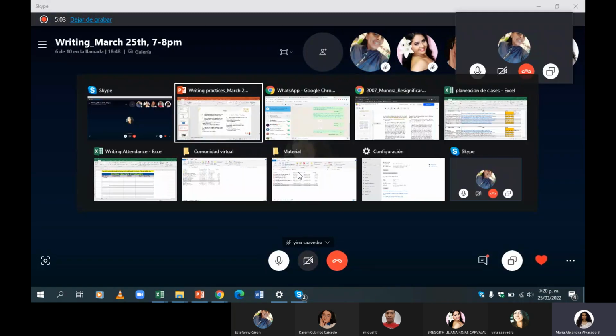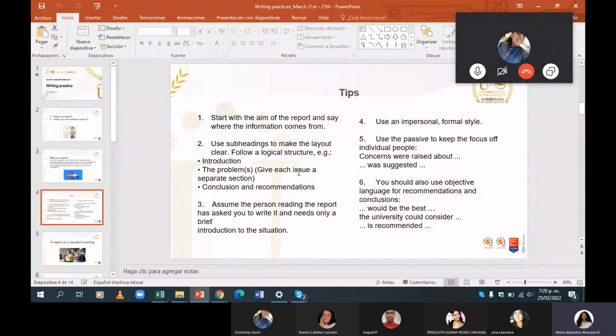Gina, please help me out with number 5, number 6. Okay, teacher. Use the passive to keep the focus off individual people. Concerns were raised about, it was suggested. The six is you should also use objective language for recommendations and conclusions. It will be the best, the university could consider, it is recommended. Okay, thank you very much.